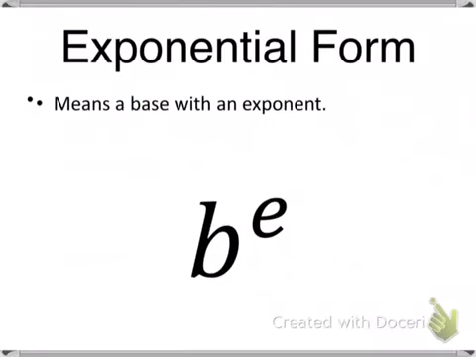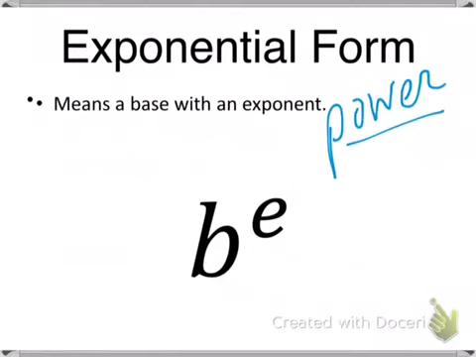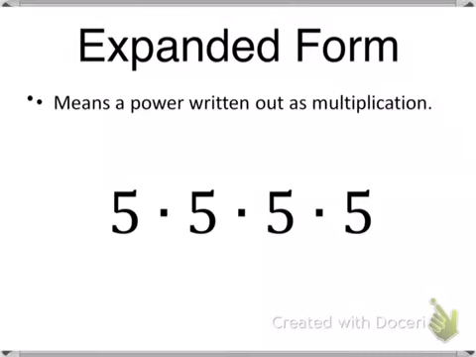Alright, exponential form. All that means is that I have a base with an exponent. Basically, I have a power. So on your worksheet, when it asks you about exponential form, know that I'm looking for a base with an exponent. Expanded form means a power written out as multiplication. So, for instance, this would be 5 to the 4th power. In expanded form, it would be 5 times 5 times 5 times 5.